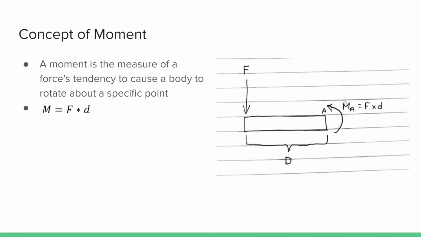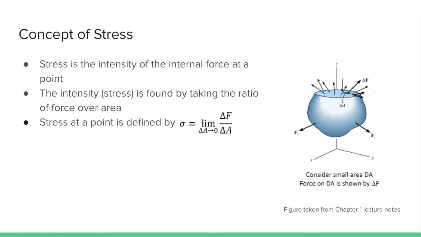The moment of a force about any point is defined as the force times the perpendicular distance from the line of action of a force to the point. This can be seen in the figure on the slide where the moment is taken at point A and is equal to the force multiplied by the perpendicular distance from point A to the force. The equation for the moment is shown as M equals F times d. Stress is the intensity of the internal force at a point and is found by taking the ratio of force over the area.